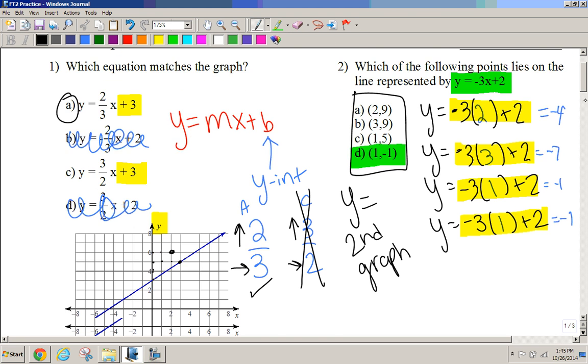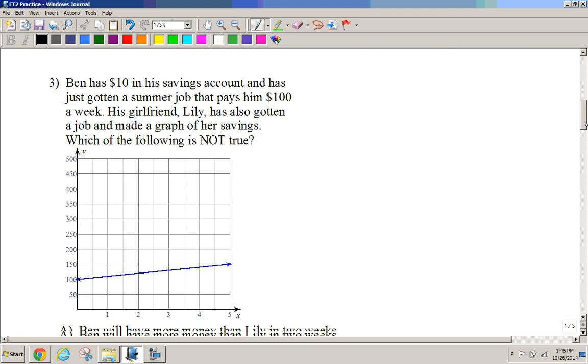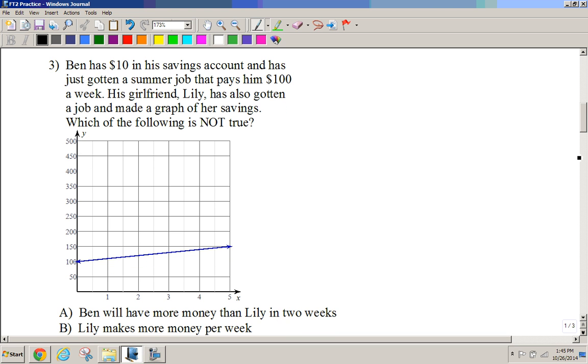Okay, number 3. Ben has $10 in his savings account. He has just gotten a summer job that pays him $100 a week. His girlfriend, Lily, has also gotten a job and made a graph of her savings. Which of the following is not true?